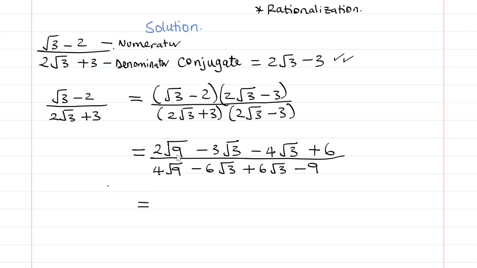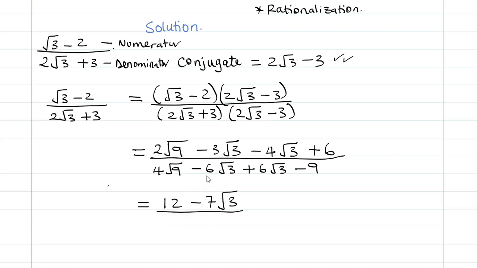What is root of 9? That is 3. 3 times 2 gives us 6. Here we get 6, because root of 9 is 3, times 2 is 6. 6 plus 6, they are like terms. It gives us 12. And then here we have negative 3 root 3 minus 4 root 3. Operating that gives us negative 7 root of 3, because it is negative 3, negative 4, and they have a common surd. So that is the simplification of the numerator over denominator.